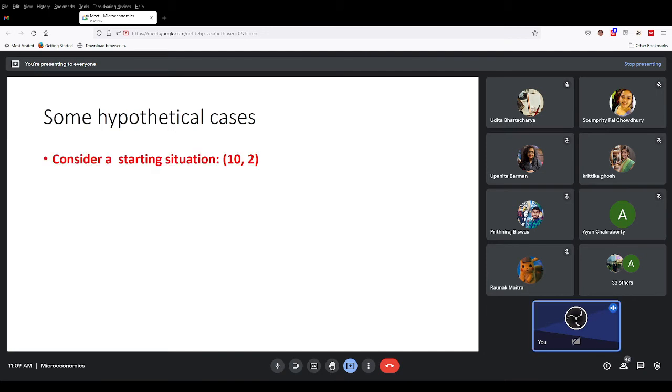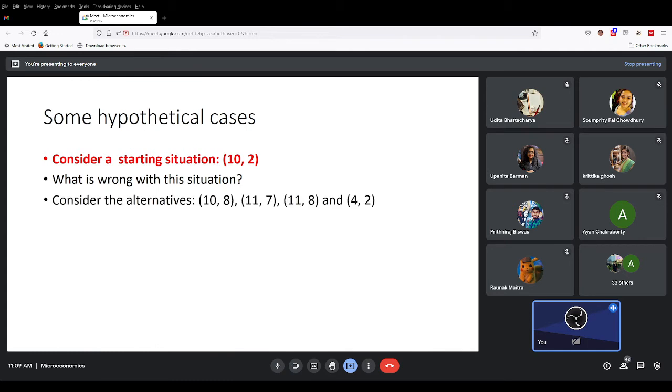Let us consider a starting situation 10 and 2. What is wrong with this situation? It's highly inequitable, right? Now consider the four possible alternatives: 10, 8; 11, 7; 11, 8; 4, 2. Which one will you choose? And why?